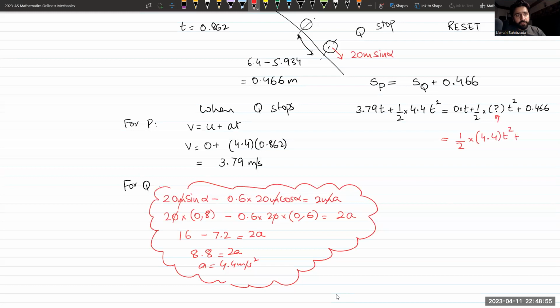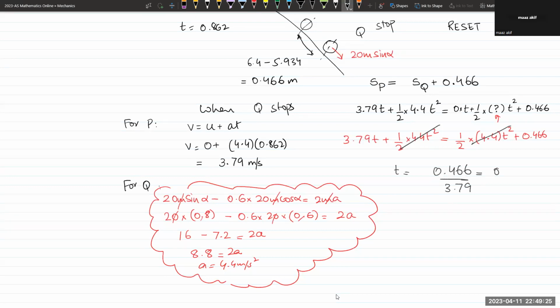So 4.4 t square, 0.466, 3.79 t plus half times 4.4 t square. And the good news is that these two cancel. So all you do for the new t value is 0.466 को 3.79 से divide किया. What does it come out as, Abdullah and Maaz? कोई भी बता दे. 0.466 divided by 3.79. What's the value for t that we're getting? 0.12. 0.12 seconds.